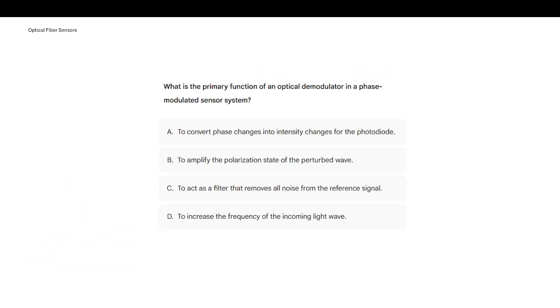What is the primary function of an optical demodulator in a phase modulated sensor system? Option A is to convert phase changes into intensity changes for the photodiode. Option B, to amplify the polarization state of the perturbed wave. Option C, to act as a filter that removes all noise from the reference signal. Then D is to increase the frequency of the incoming light wave.